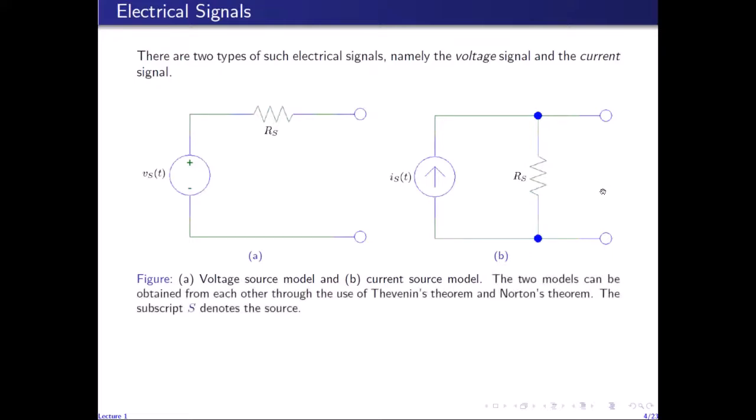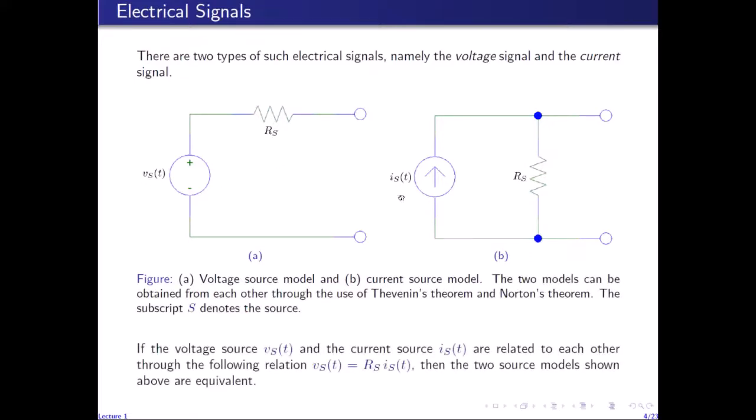So if the voltage source Vs and the current source Is follow this relation, then the two circuit models are actually equivalent and can be obtained from one another. For example, this voltage source model here can be obtained from this circuit through the use of Thevenin's theorem, whereas the current source model here can be obtained from this circuit on the left through the use of Norton's theorem.